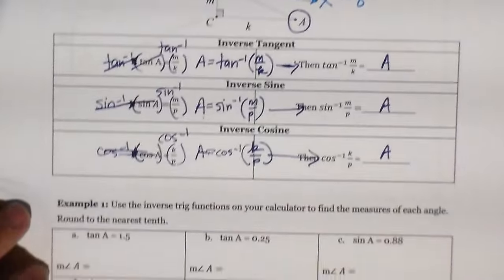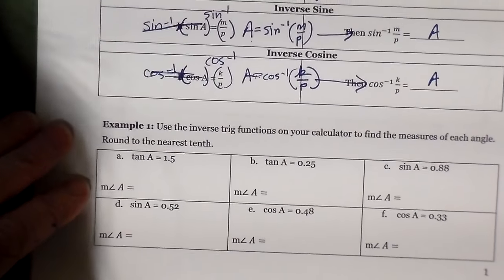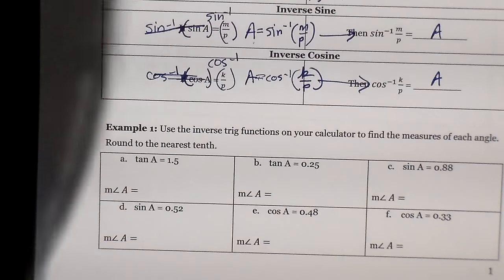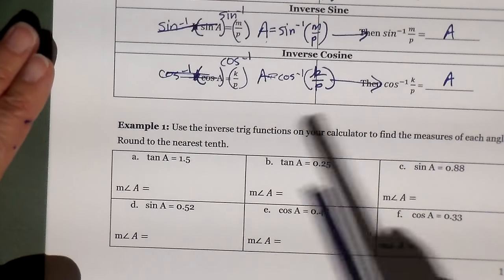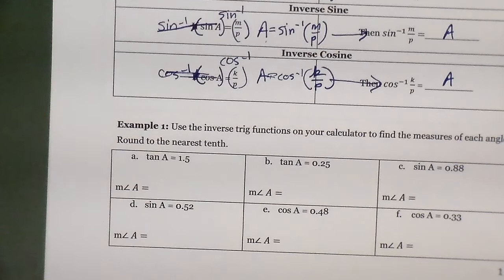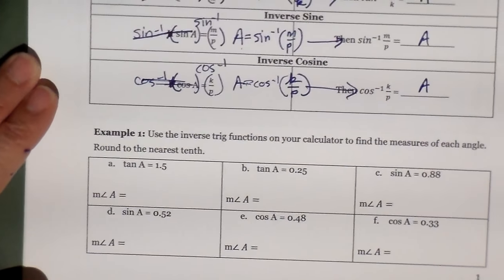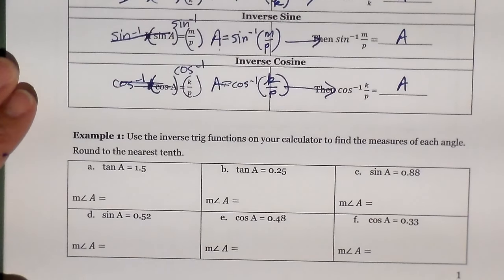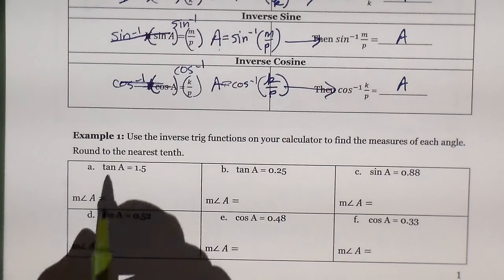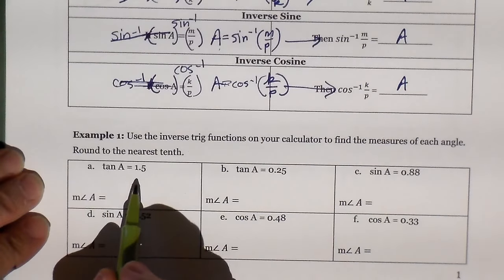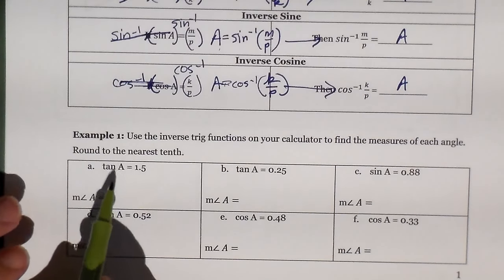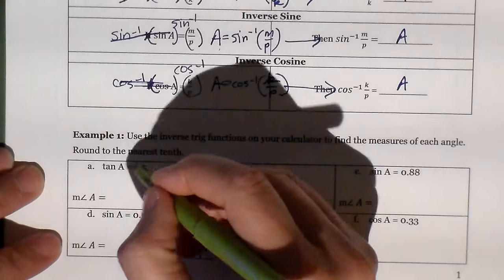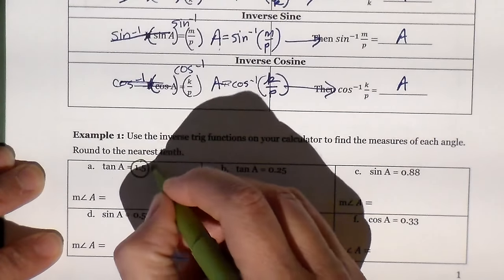All right, so let's move on. Let's look at this particular example right here. This example is asking you to actually find the angle now. We're going to use the inverse functions to find the angle. So let's look at the first one. The first one says the tangent of A equals 1.5. I want to find A. I want to know what the angle is. 1.5 is my ratio.